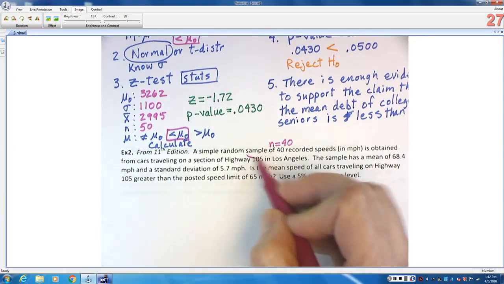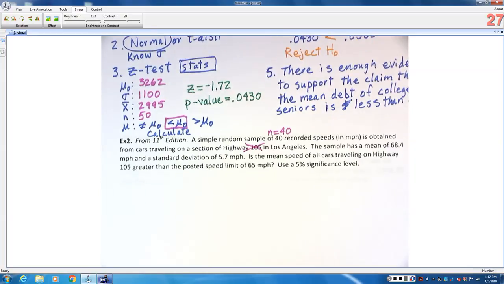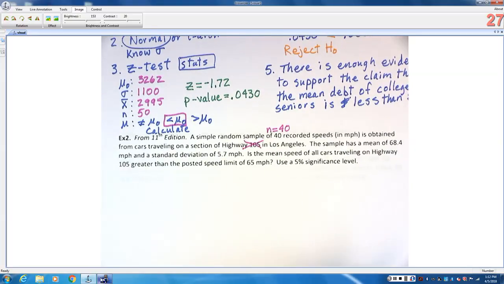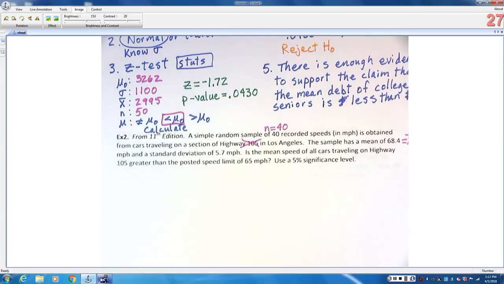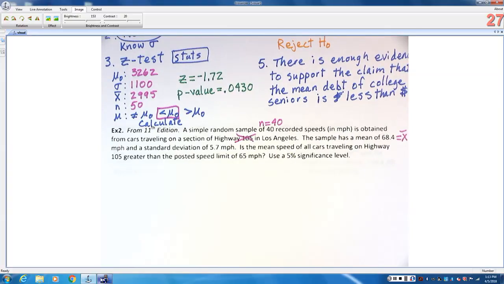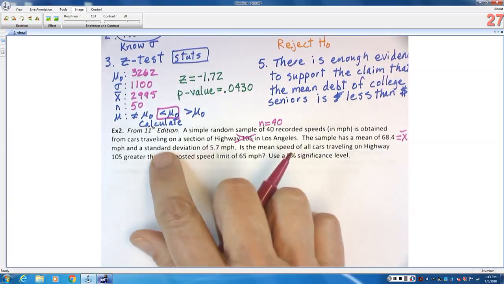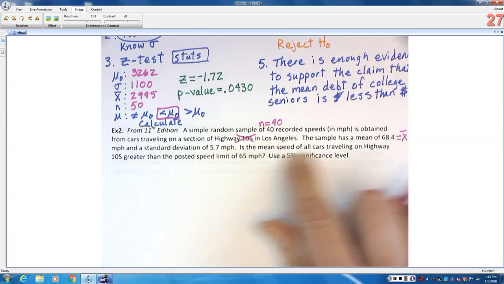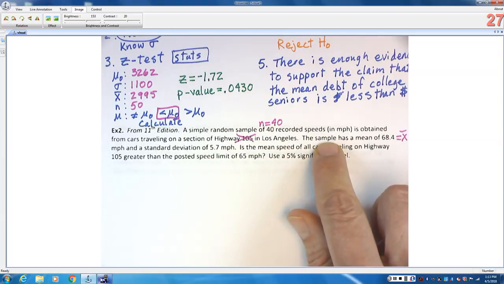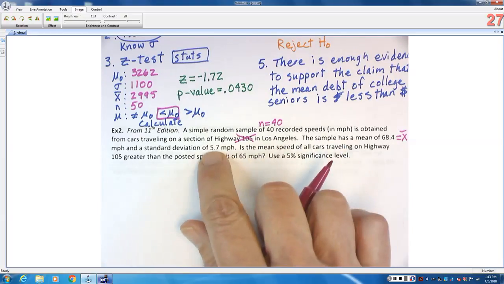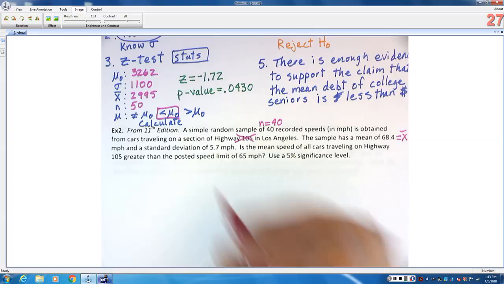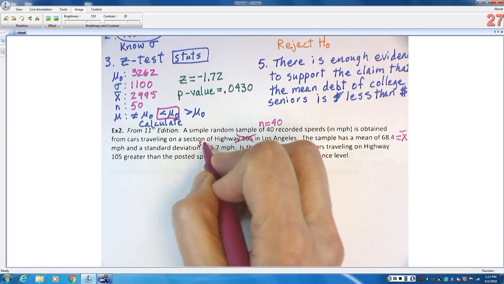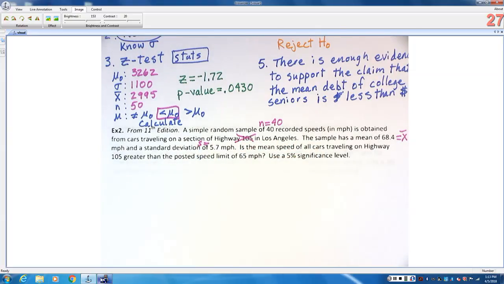This is extra information, what highway we're on. The sample has a mean, so this is x bar. And it has a standard deviation of 5.7. This is in the same sentence talking about the sample, so this is s. This is important. This is s and not sigma. s is 5.7.